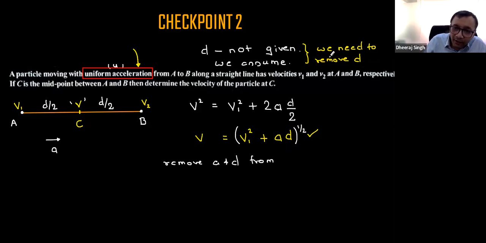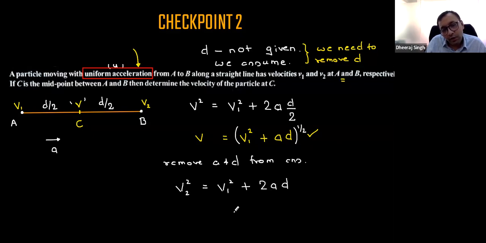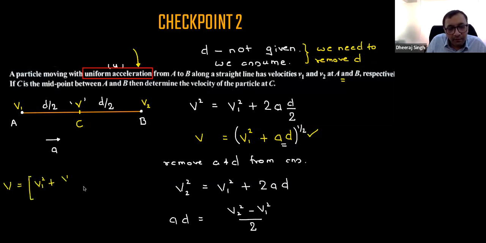So what do we do? We go back to the question and see, can we use something else to find out the value of A into D? And the answer is yes. You can write V2 square is equal to V1 square plus 2A into D, right? So A into D is equal to V2 square minus V1 square divided by 2. So you have to substitute that here to get the answer. So V is equal to square root of V1 square plus V2 square minus V1 square by 2. So you will get it as square root of V1 square plus V2 square by 2.